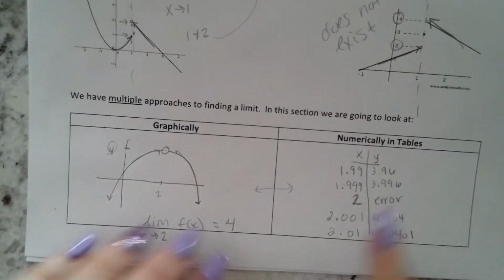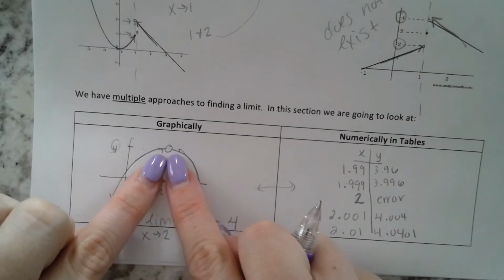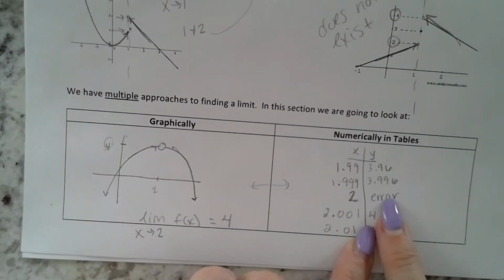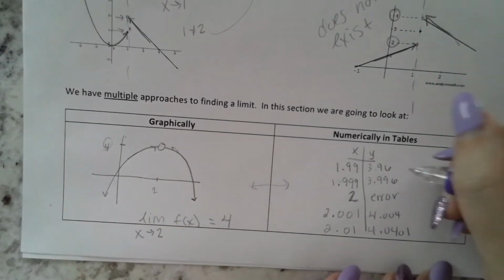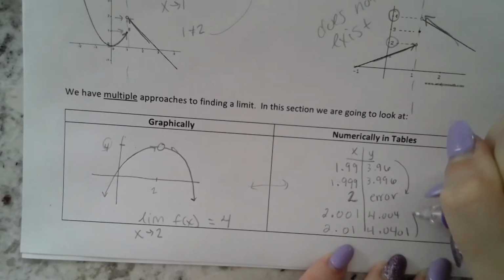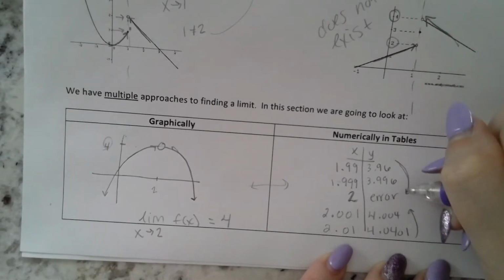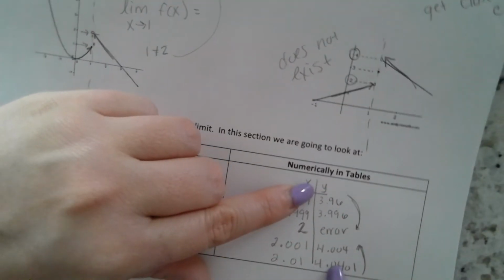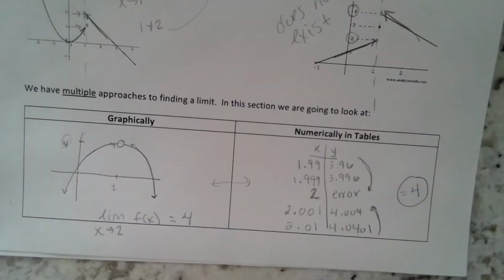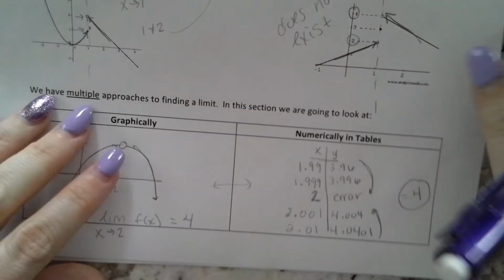So this graph kind of looks like this guy, right? So these two are the same. At 2, I don't care that there's a hole here, that it's undefined. That doesn't matter because we don't care what happens at C. We say, well, what's happening as we get closer and closer? So as we get closer and closer to 2, we're getting closer and closer to the number 4. Okay, so let's look at some examples.